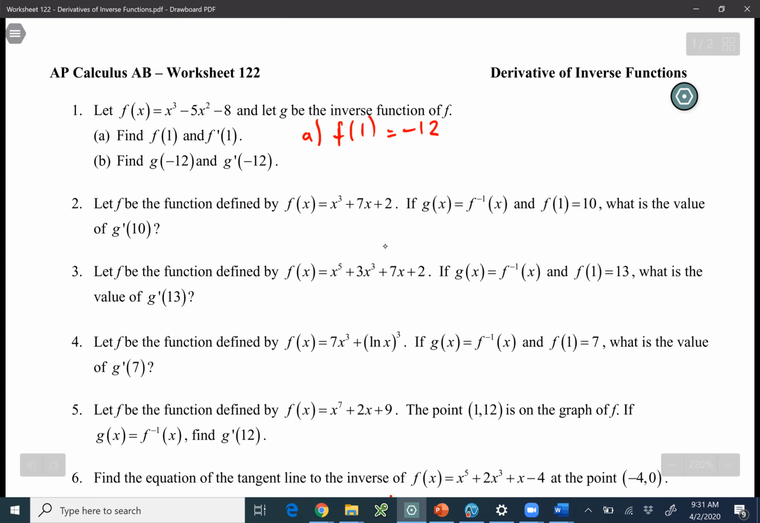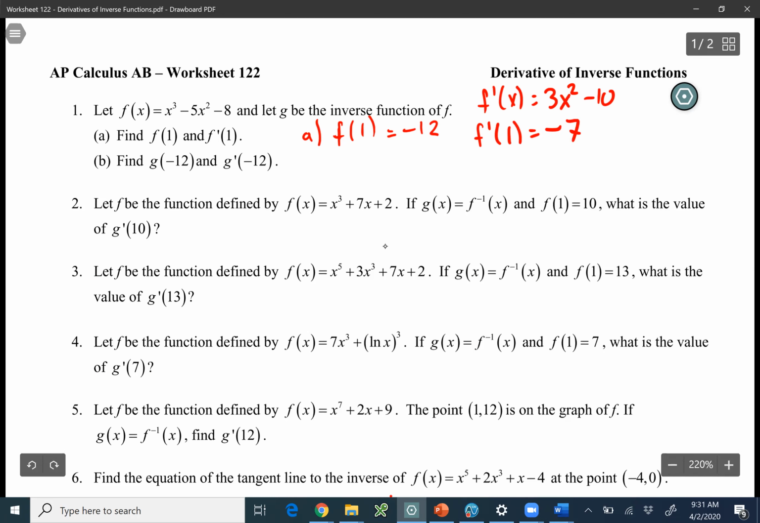Okay, and then for f prime of 1, before I can do f prime of 1, we need to find f prime of x, which is 3x squared minus 10. So f prime of 1 becomes 3 times 1 squared, which is 3. 3 minus 10 is negative 7.